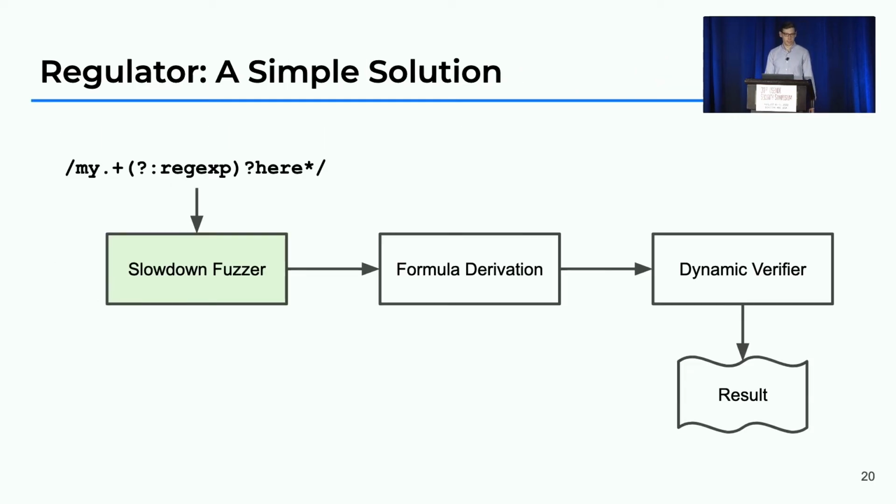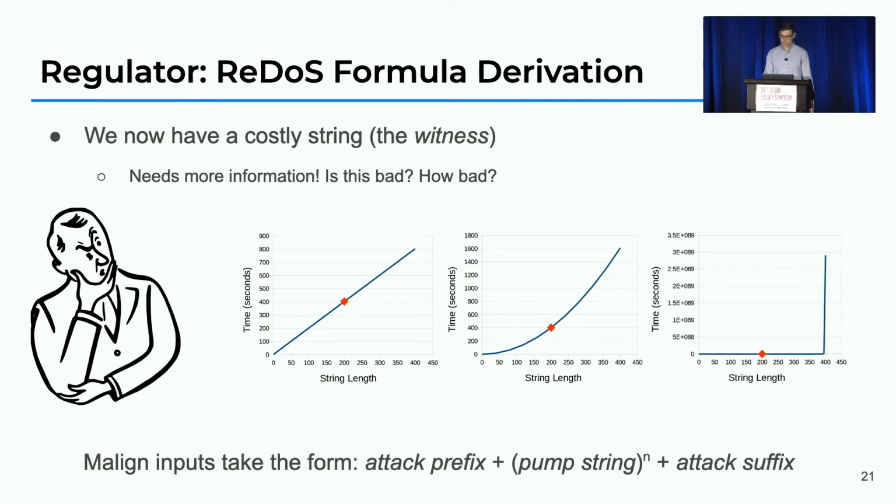That's information about our fuzzer. So now moving on to the formula derivation procedure. We take the single slowest string that our fuzzer identified, and we call it the witness. Now, this witness represents just a single point on a complexity curve, so we actually don't really know how bad this is yet. It could be a linear complexity curve, which is OK.